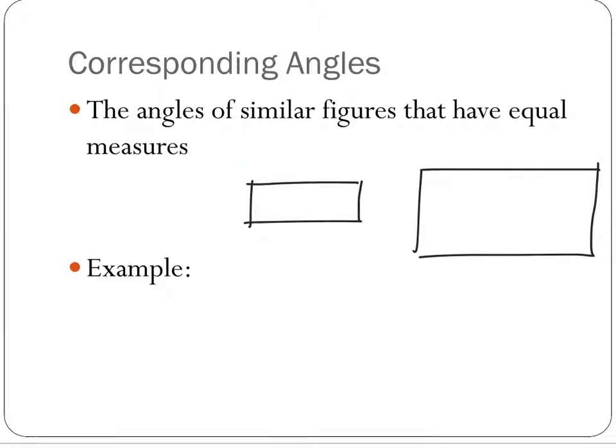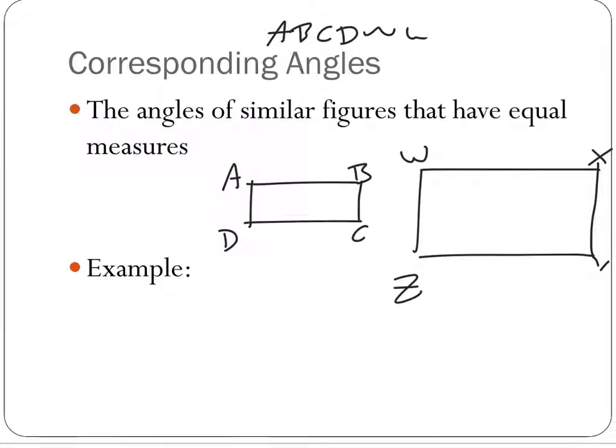And I'm going to say that they're similar. I'm going to label these. We're going to call this one A, B, C, D, and this one W, X, Y, Z. And if I say to you that A, B, C, D is similar to W, X, Y, Z. Now remember, again, order matters here, right?